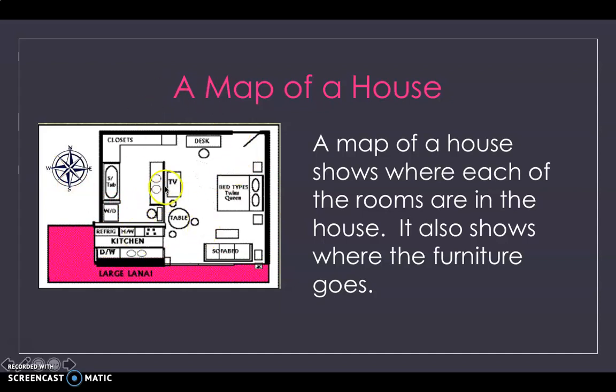And in this particular map, it doesn't necessarily have a map key in the corner, but as you can see, all of the things are labeled so we know what they are and what they're representing. For example, here in the house is the TV and the table and the sofa or couch. Here's the desk and the closets and the kitchen. And all back here is a large lanai for outside. So that's an example of a map of a house.